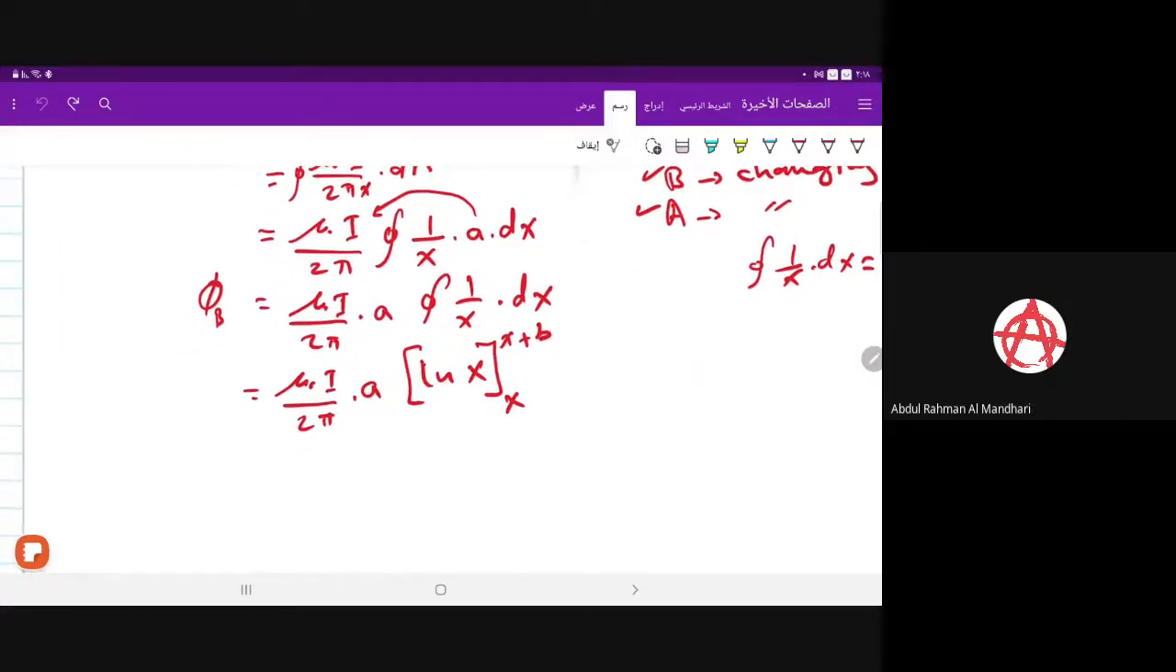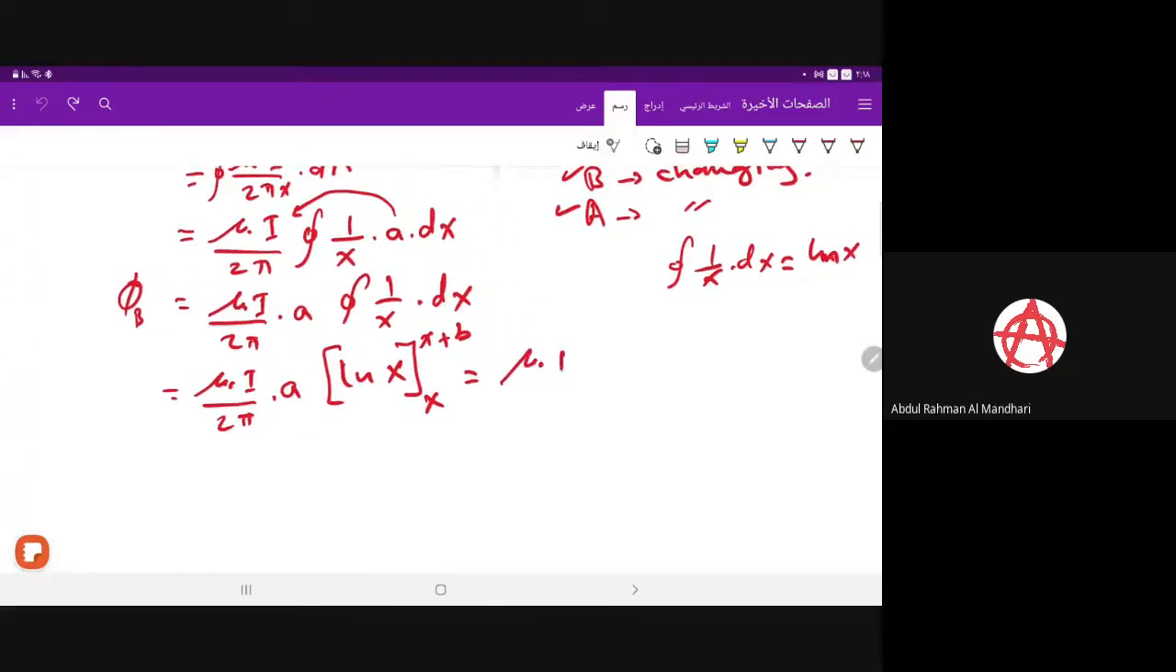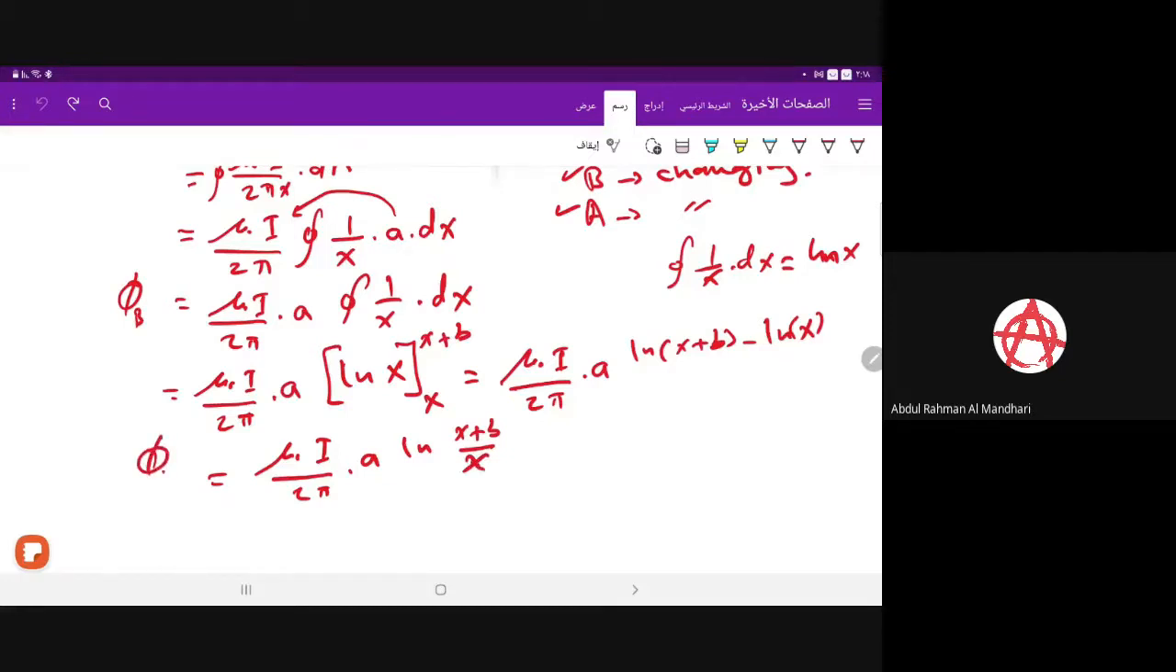Okay. Now, this will be a very easy task for you. This will be mu naught I over 2 pi A. This will be ln of x plus b, the top part there, minus ln of x. And we know from mathematics, this can also be written as, we know that these are constants, 2 pi into A, ln of x plus b divided by x. Okay. So this is phi b.